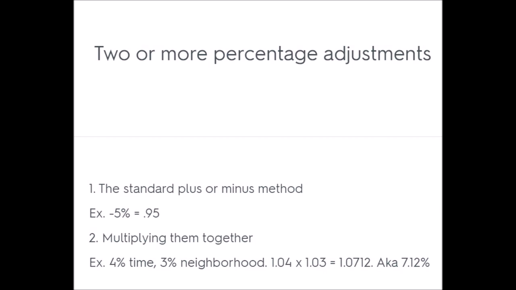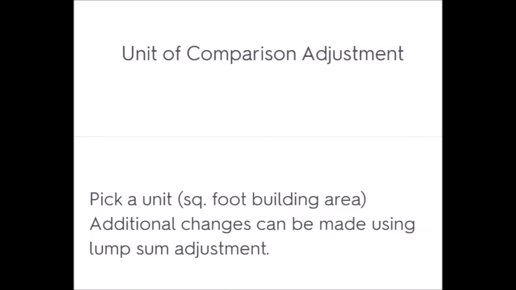1. The standard plus or minus method. X minus 5% equals 0.95. 2. Multiplying them together. X 4% time, 3% neighborhood: 1.04 x 1.03 equals 1.0712, also known as 7.12%. Unit of comparison adjustment. Pick a unit. Additional changes can be made using lump sum adjustment.